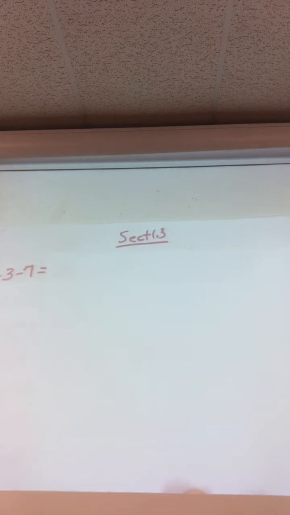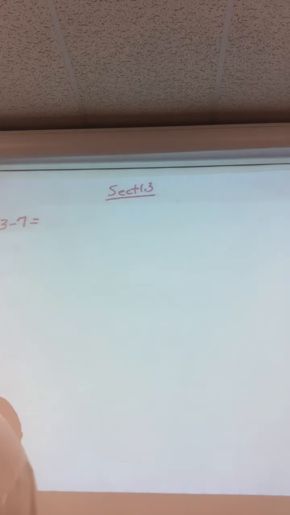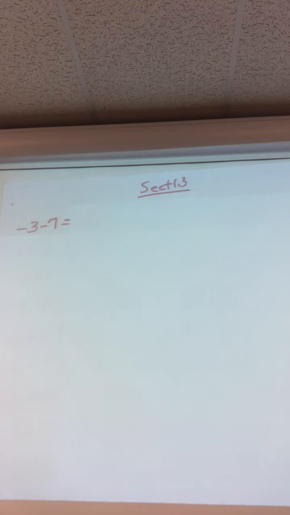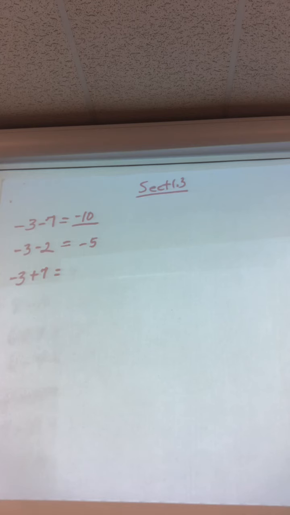First example: -3 minus 7. If you lose $3 and then you lose 7 more, you have lost $10. So -3 minus 7 is -10. Let's do this one. If you lose $3 and then you lose 2 more, you have lost $5. Now, let's suppose you lose 3, so you're down 3, but then you win 7 back. Are you up or are you down? Well, you're up 4.